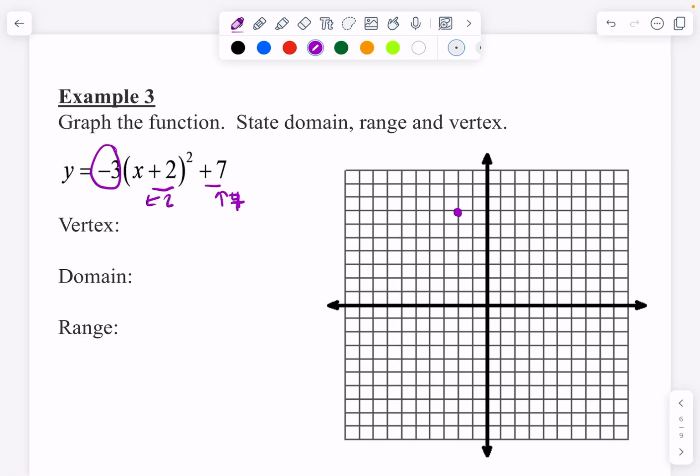This 3 means I open down because my a is negative, and my y's get multiplied by 3. So I go left and right 1, but down 3. Left and right 2, but down 4 times 3, which is 12.